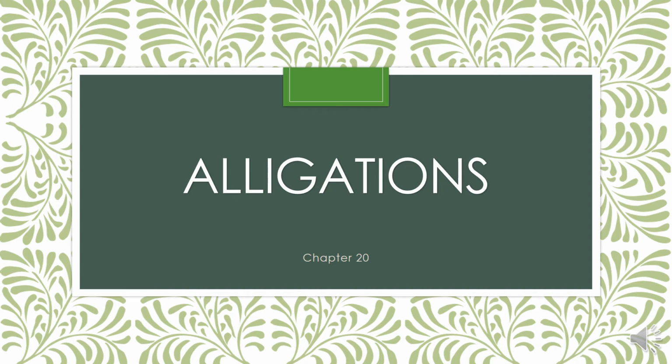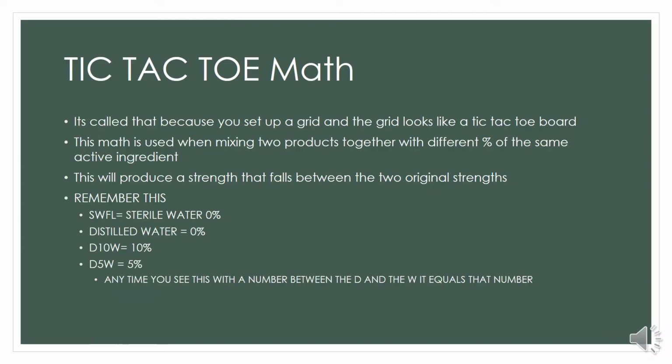Alligations, Chapter 20. Alligation is called the tic-tac-toe math. It's called that because the grid that you set up looks like a tic-tac-toe board.